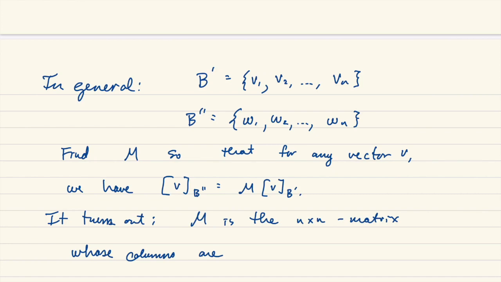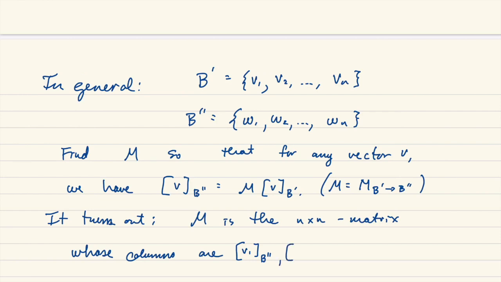M, by the way, is the transition matrix from B prime to B double prime, because the input, when you multiply by something with respect to B prime, you get out something with respect to B double prime. Sometimes it's convenient to write M as the transition matrix from B prime to B double prime. Sometimes you see the subscript like that. Anyways, M is going to be the matrix whose columns are, you're going to take the basis vectors for B prime, so V1, V2, all the way up to Vn, and figure out how to write those with respect to B double prime.